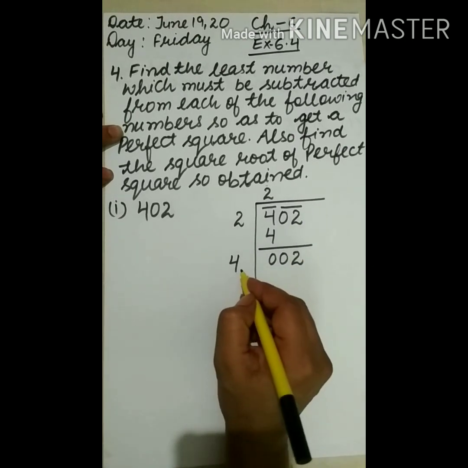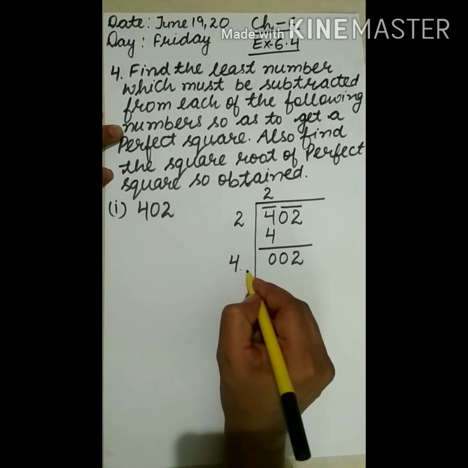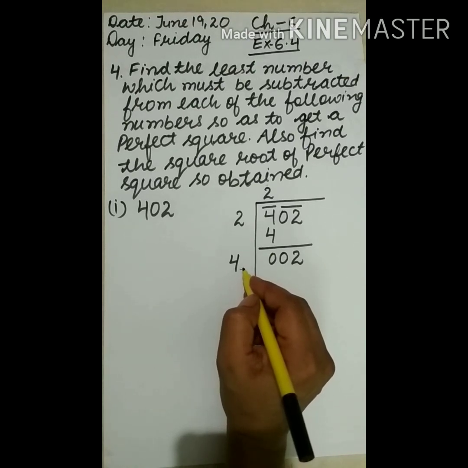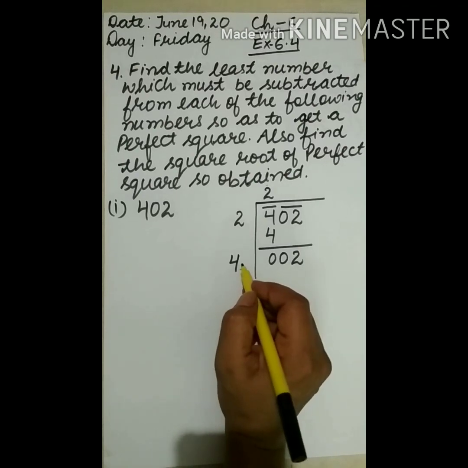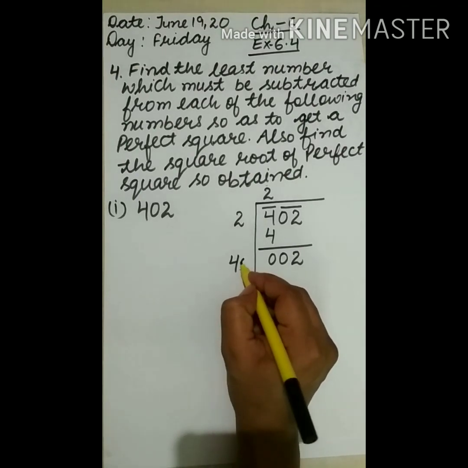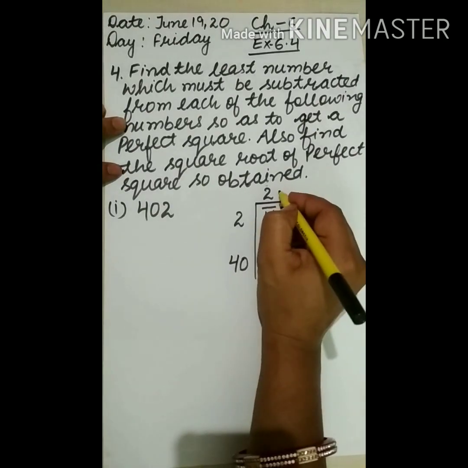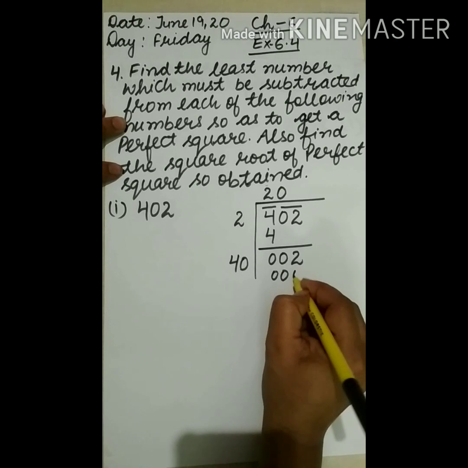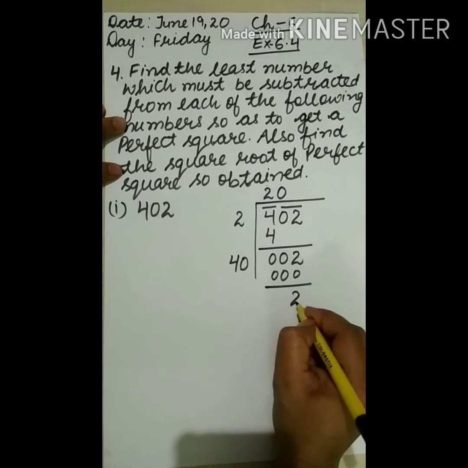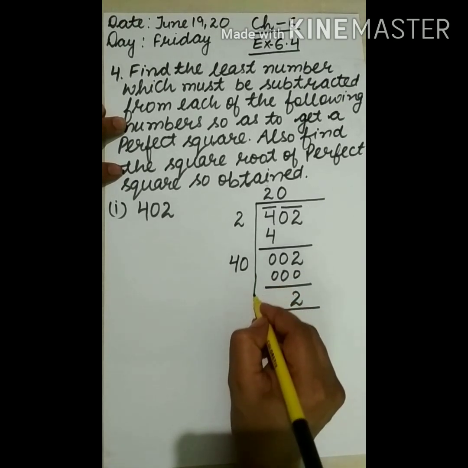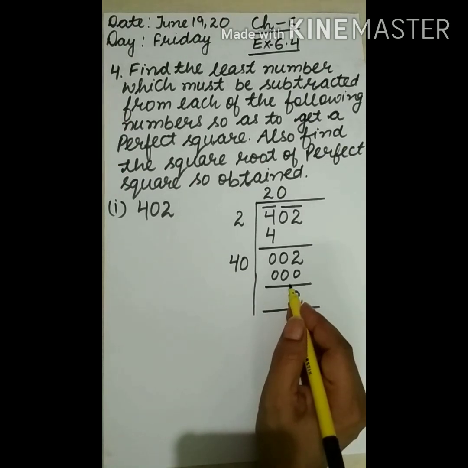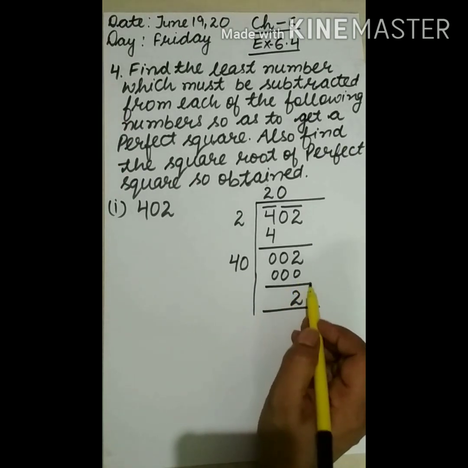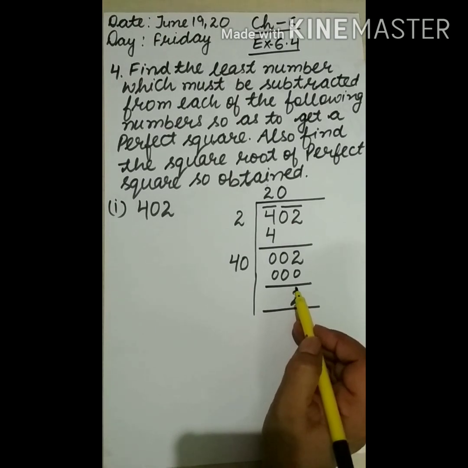Now students, I have to find the number which should be multiplied here. You can see very carefully, even if I put 1 here, it will be greater than this 2. So I'll put 0 here. So I'll multiply by 0. 40 multiplied by 0 will, of course, be 0. So we have the remainder here. The questions we did in the previous exercise had no remainder, so actually those numbers were perfect squares.